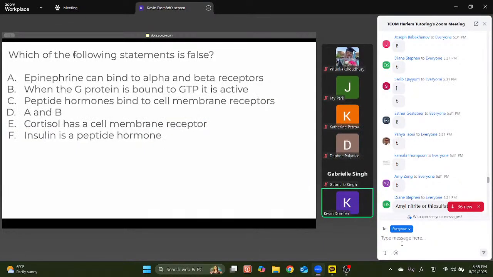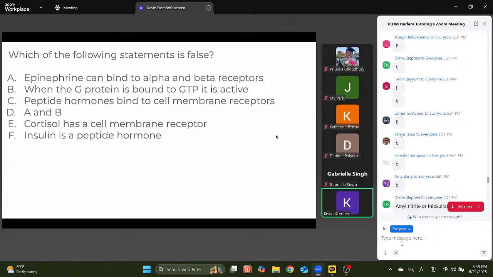Okay. Which of the following statements is false? Ooh, I don't see answer choices. Which of the following statements is false? Guys, false.